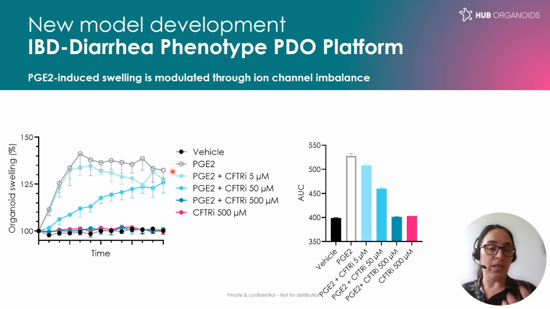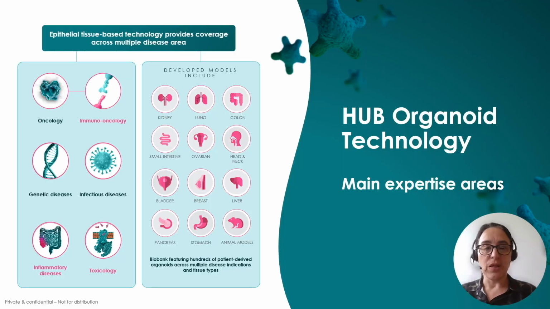So in this sense, again, we have a platform in which potential compounds that could impact the ion imbalance and subsequent diarrhea that IBD patients suffer can be tested. We now have an organoid-based assay with a physiologically relevant inducer for the swelling, available and ready to test additional compounds.